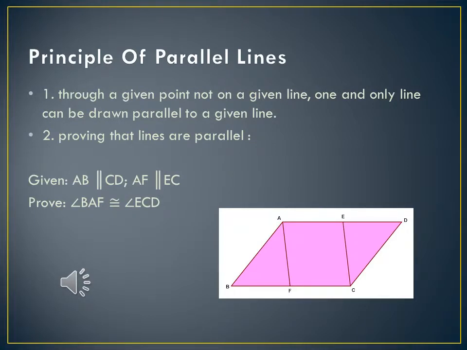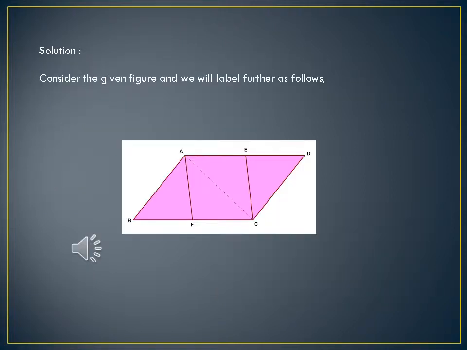So we go straight away to the proving. Given AB is congruent to CD, while AF is congruent to EC. So we are going to prove angle BAF is congruent to angle ECD. And for the solution, we have to consider and label further as follows.